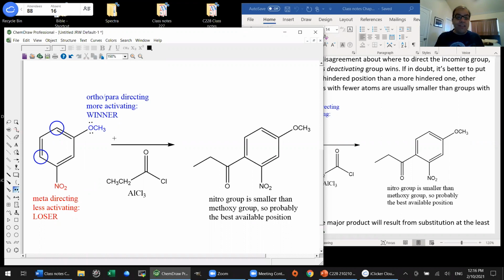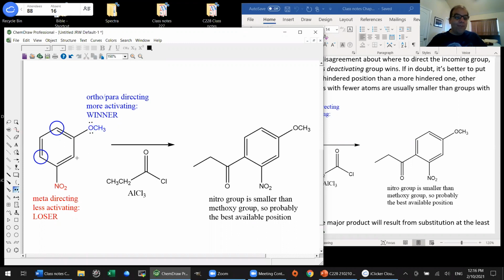So for instance, if instead of methoxy and nitro, we had methoxy and a halogen, still the methoxy would win. It's more activating than the halogen. So I think if you look carefully again, you'll see it does give you a way by which you can know for sure which of any two groups is more activating than the other. And certainly by practicing with OWL, I think you'll begin to develop that experience. So in this case, it's very clear. The alkoxy group defeats the nitro group.